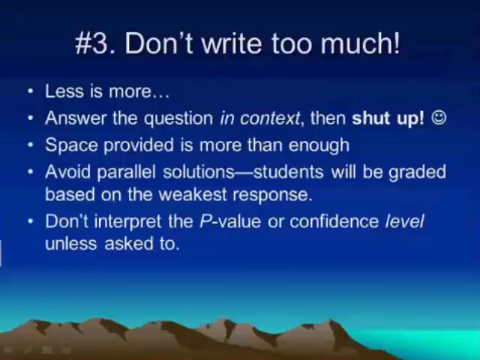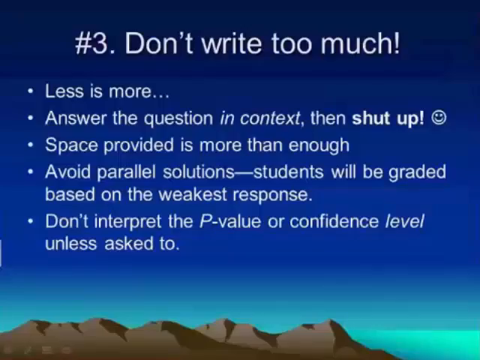By interpreting the p-value, I mean something like, assuming the null hypothesis is true, there's a such and such probability of getting results like ours or more extreme by chance alone. Or the confidence level would be: if we did lots and lots of random samples of this size and computed lots and lots of intervals from those samples, about 95% of the intervals would capture the true parameter.